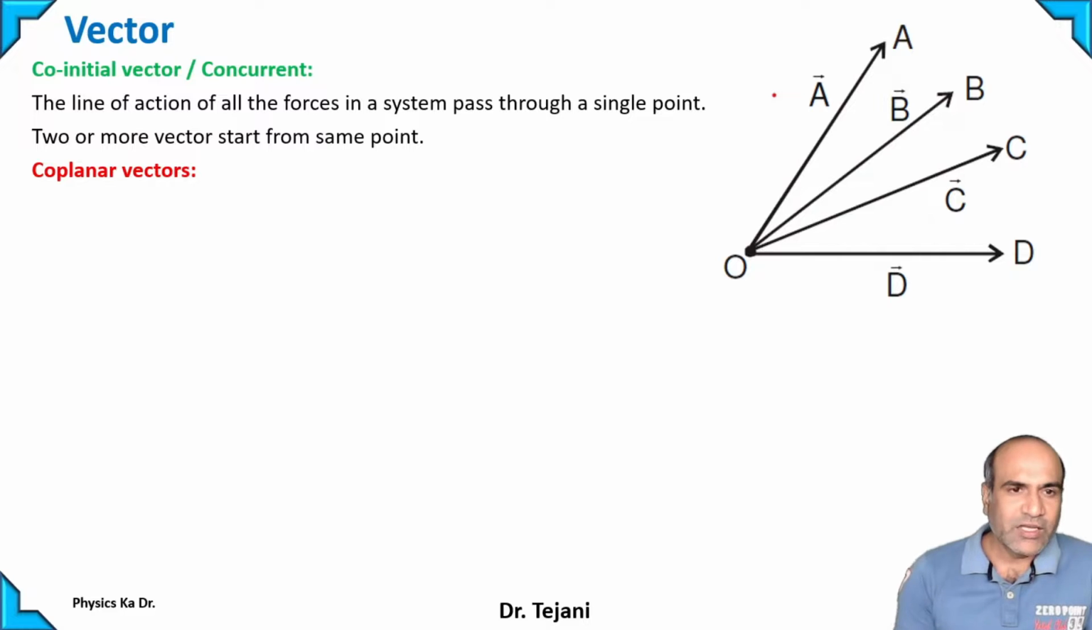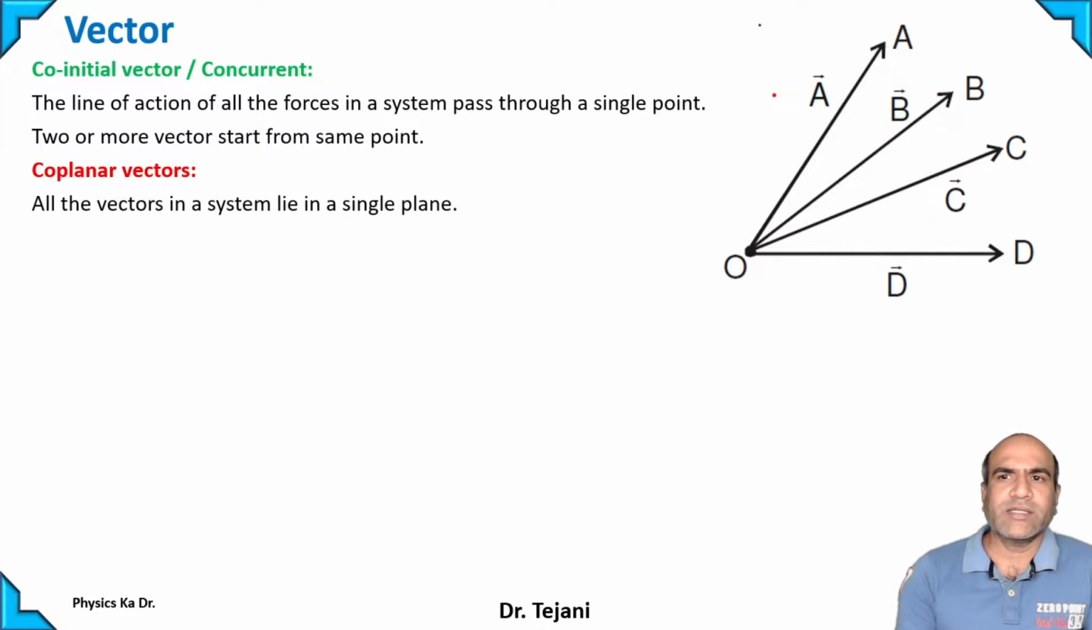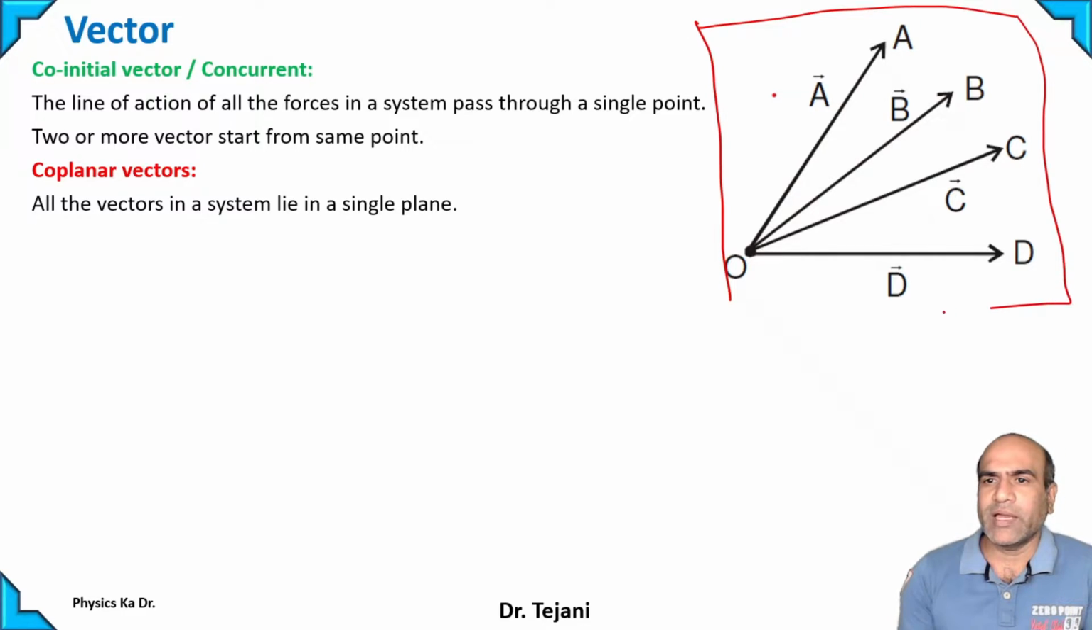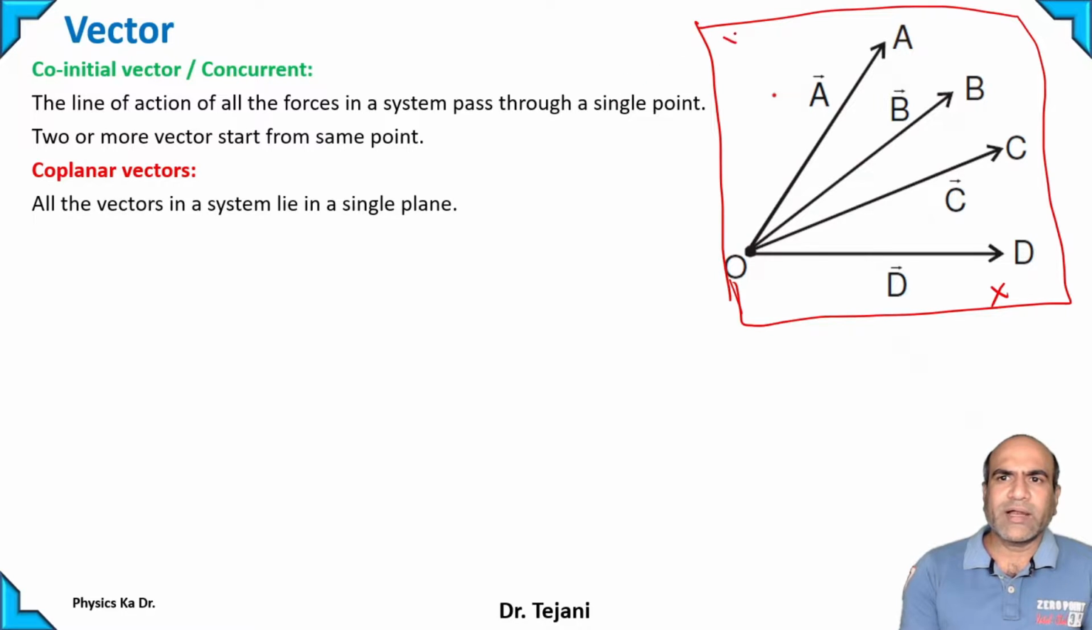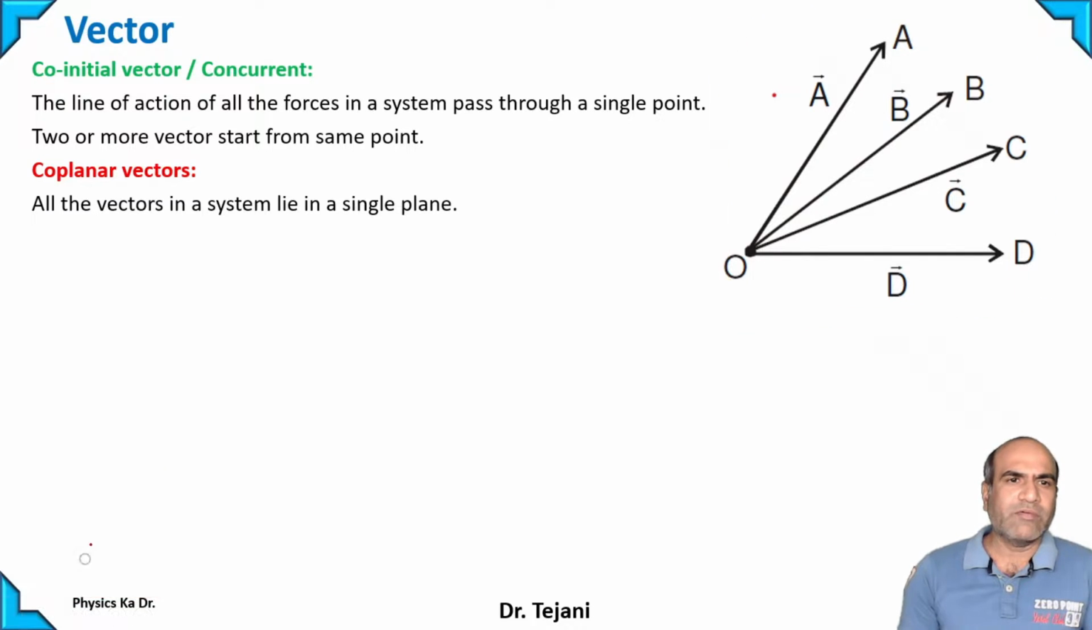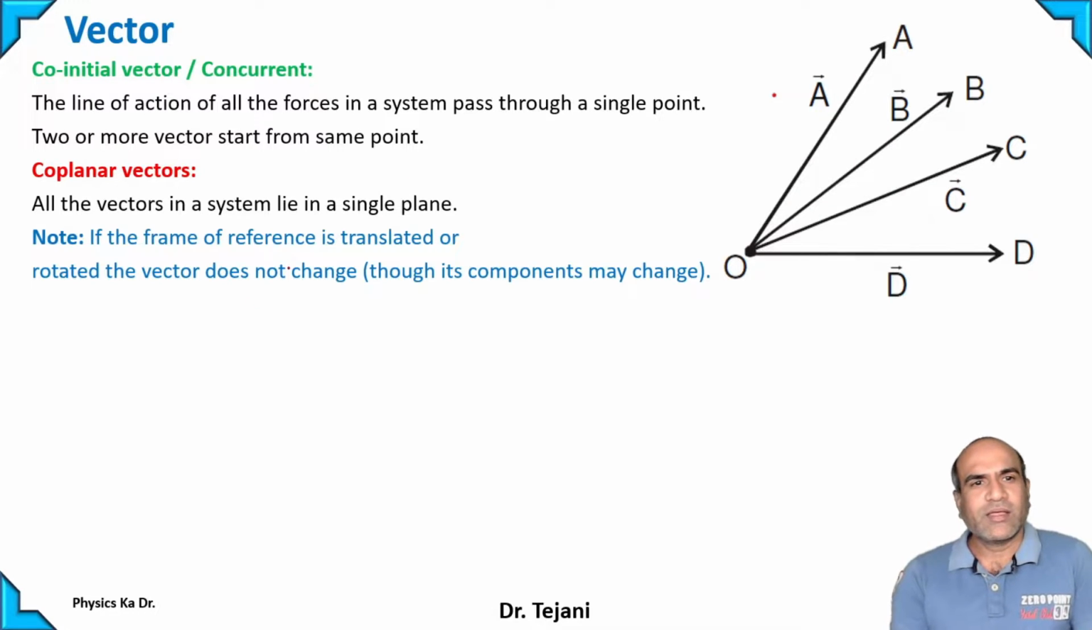Second is coplanar. Coplanar means all vectors are in a single plane. Say for example, this is my xy plane, and all are on the xy plane. All the vectors are in a single plane, and that is known as coplanar. We will see examples for that also. You just understand as of now the simple meaning of that part.